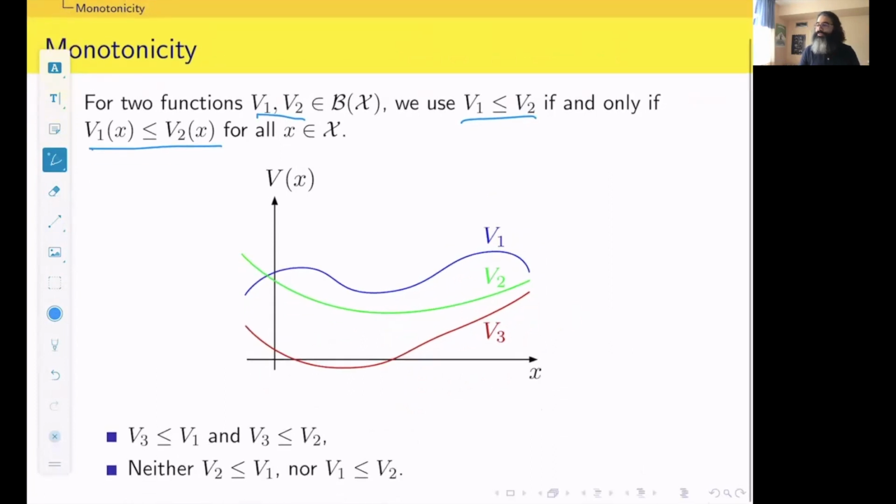So here we have some examples. Let's compare V3 and V1. V3 is always smaller than V1, so that's clear. But if we compare V2 and V1, none of them is smaller than the other one, because there is this region where the ordering changes. This is just to make sure that we know the definition of it. Right. So this is not monotonicity. This is just how we define V1 and V2 and the order relation.